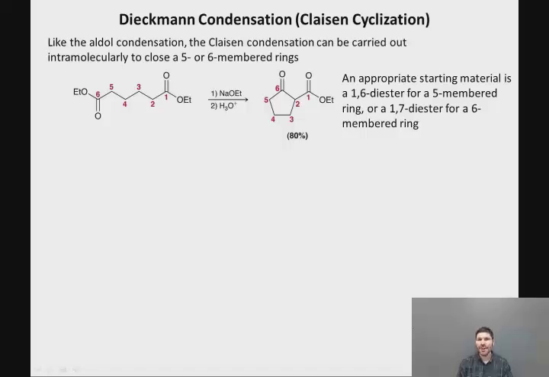It is also sometimes called a Claisen cyclization because you are actually doing a cyclization, taking a molecule with a functional group on each end and bringing the two ends together to form a ring. Okay, so depicted on the screen is an example of this reaction.